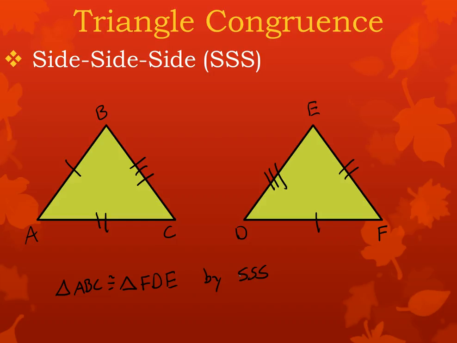So that's our first triangle congruence method. If I can prove all three sides of the two triangles in question are the same, my two triangles will be congruent.